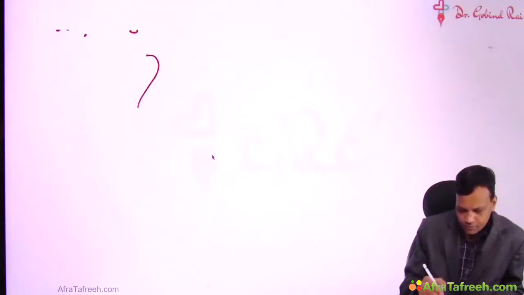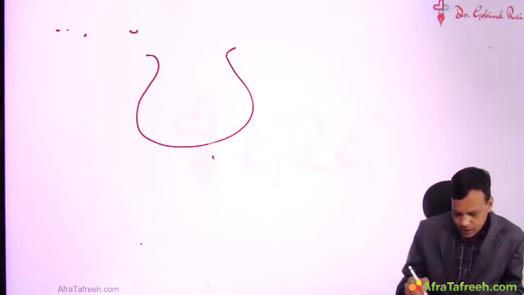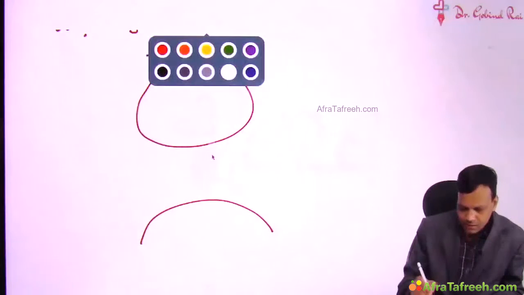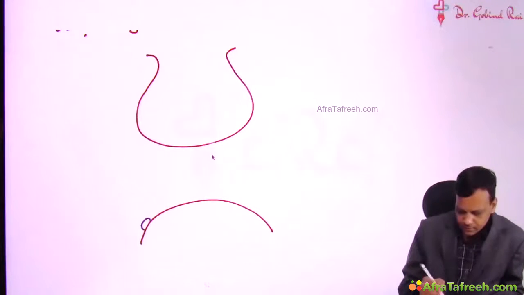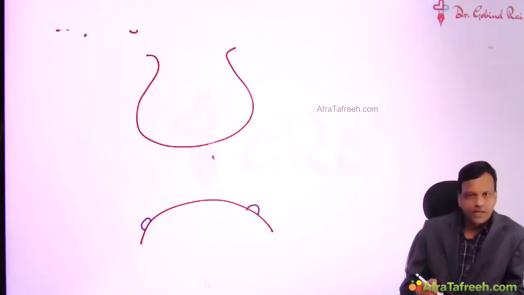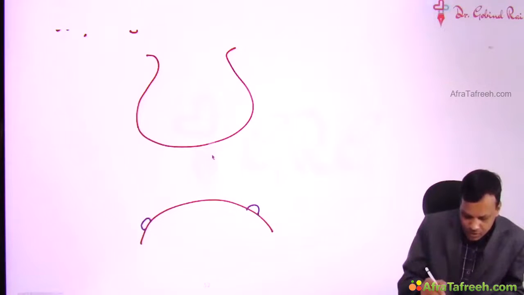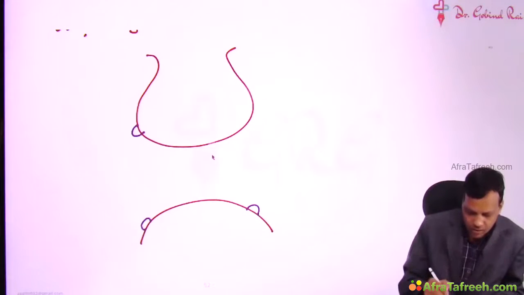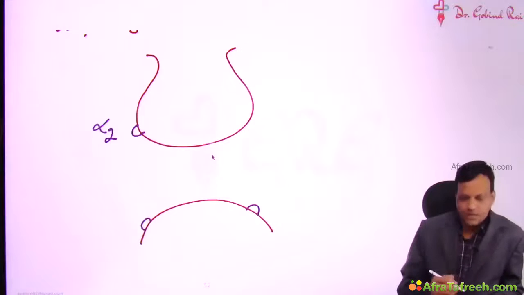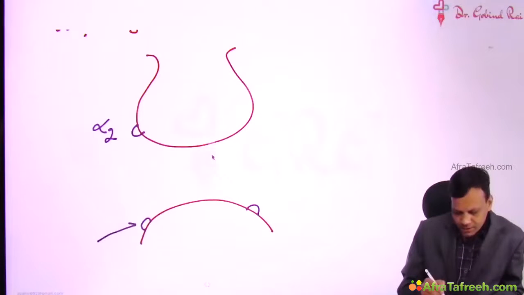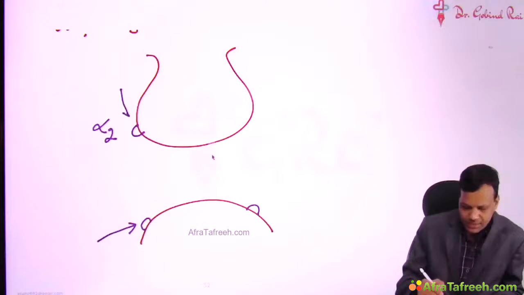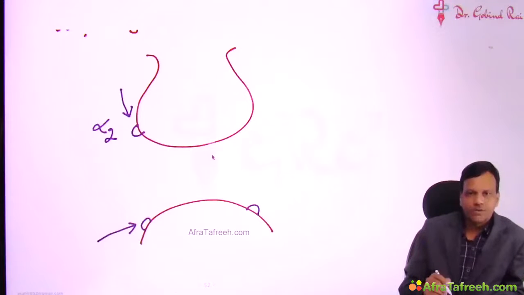If you see, the receptors may be present here. Most of the receptors, like we discussed earlier, M1, M2, M3 and just now alpha 1. But some receptors are present here also, and alpha 2 is such a receptor. These receptors are postsynaptic, whereas this receptor is presynaptic. So alpha 2 is a presynaptic receptor.